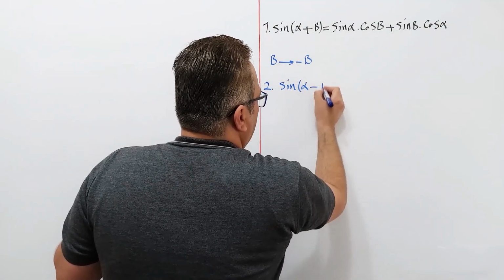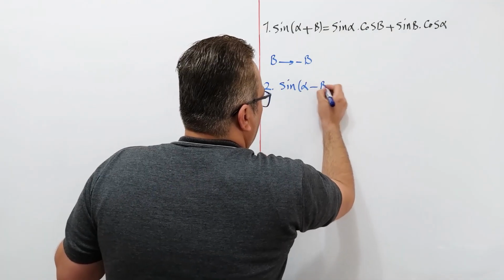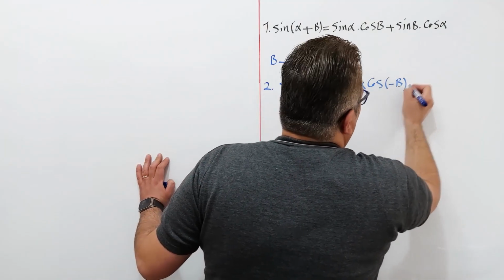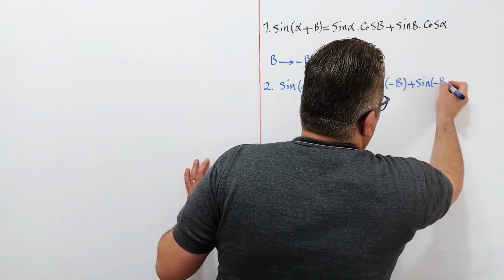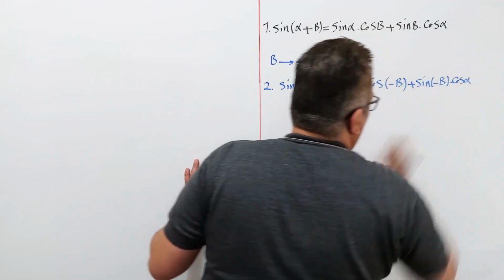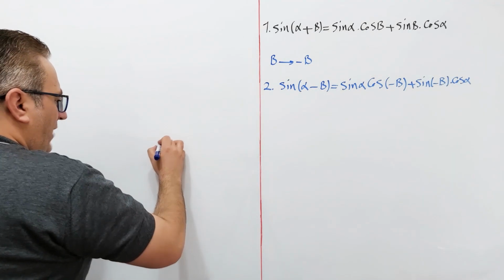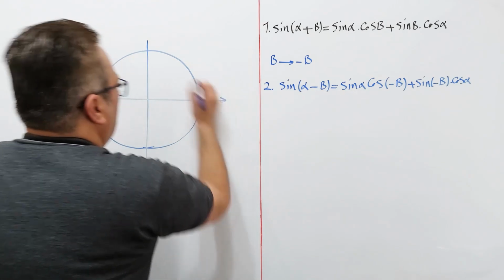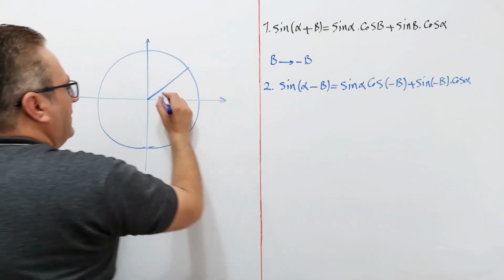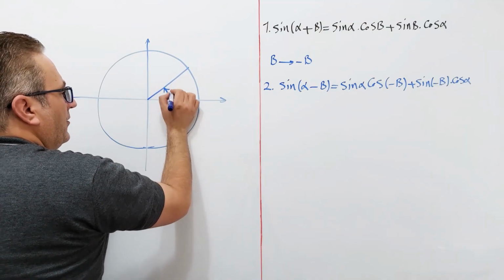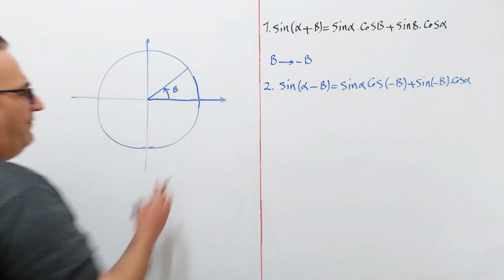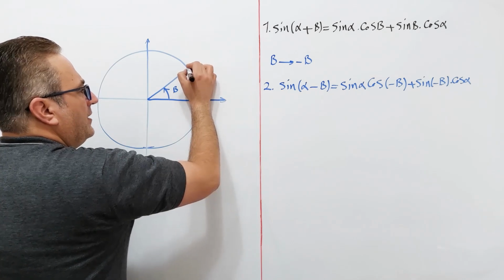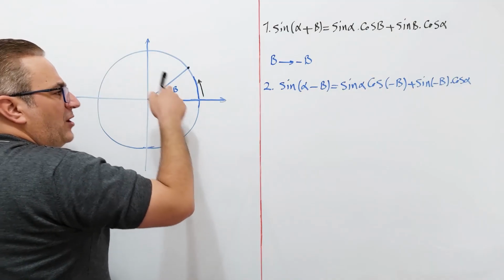alpha minus beta is equal to sine of alpha cosine of minus beta plus sine of minus beta times cosine of alpha. So look at this unit circle. And this angle is positive beta. So if I start from the 0 point counterclockwise, we reach here and this angle is positive beta.